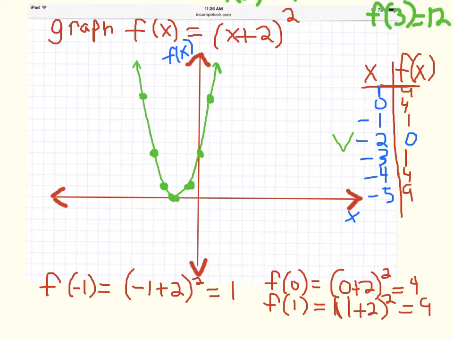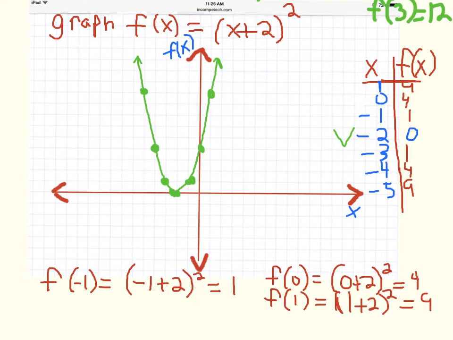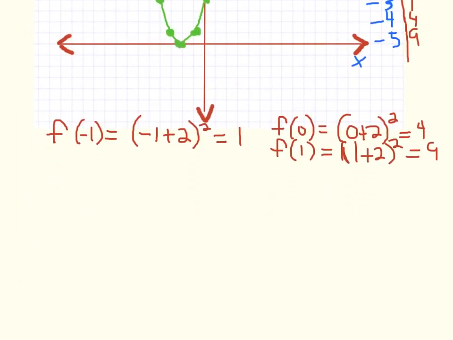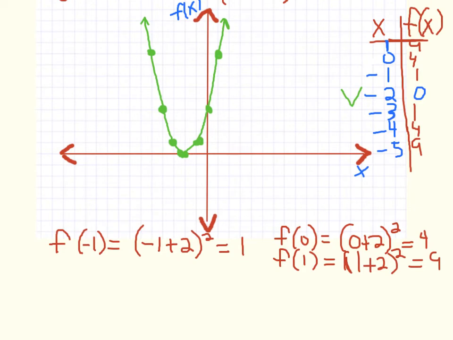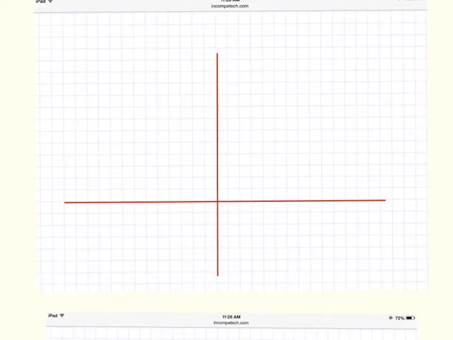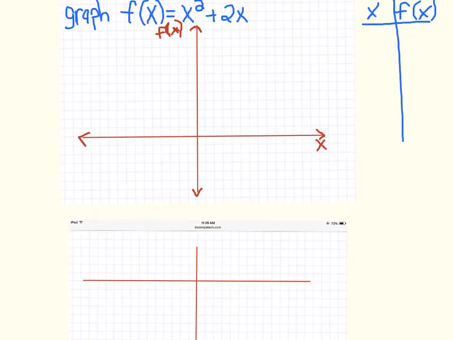All right, let's go to the next one. Okay, we can go to the next. So on this one I have f of x equals x squared plus 2x, so even a little different on this one. So this one is a little more complicated.